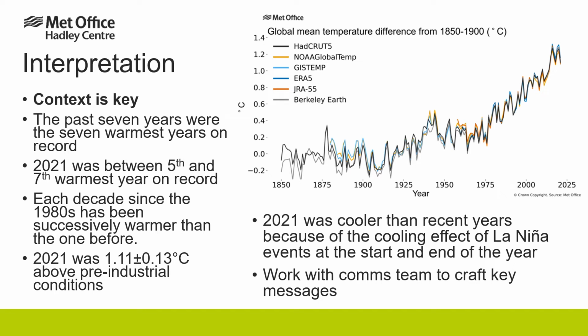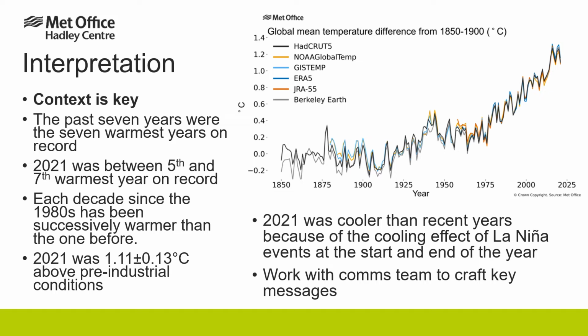Borrowing from the IPCC, we can say that each decade since the 1980s has been successively warmer than the one before. You can't say that straight away based on this graph, but if we average these data, that is the case. We can focus just on 2021 and say that the anomaly was 1.11 plus or minus 0.13 degrees C above pre-industrial conditions. And here the context, the pre-industrial conditions, is coming from the Paris Agreement. So we assess temperature changes relative to pre-industrial to help understand how progress continues relative to the Paris Agreement targets. So that's information based solely on the temperature graph here and the temperature data.